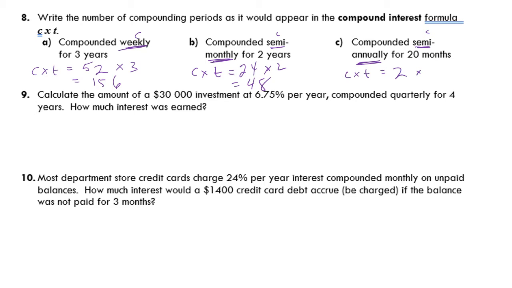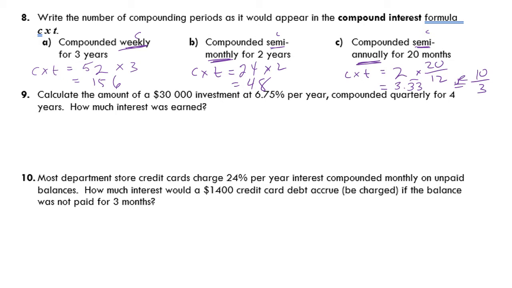Now, 20 months, remember it's got to be in years, so 20 divided by 12. So type in 2 times 20 divided by 12, and you should get 3.33333333 repeated. Now, if you were using your calculator and you didn't want to round, which we should try to avoid, then we could leave it as a fraction. So we're going to write 10 over 3. Really up to you.